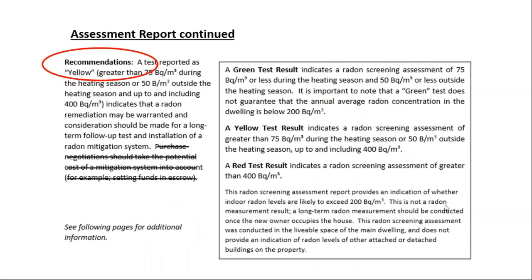In the next section of the report, we give the recommendations of exactly what a test report result of yellow means. So here we've said radon remediation may be warranted and consideration should be made for a long-term follow-up test and installation of a radon mitigation system. You'll notice that there's some text here in strike-through. When this guideline was first put out, we included this next sentence, which is purchase negotiations should take the potential cost of a mitigation system into account, for example, setting funds in escrow.